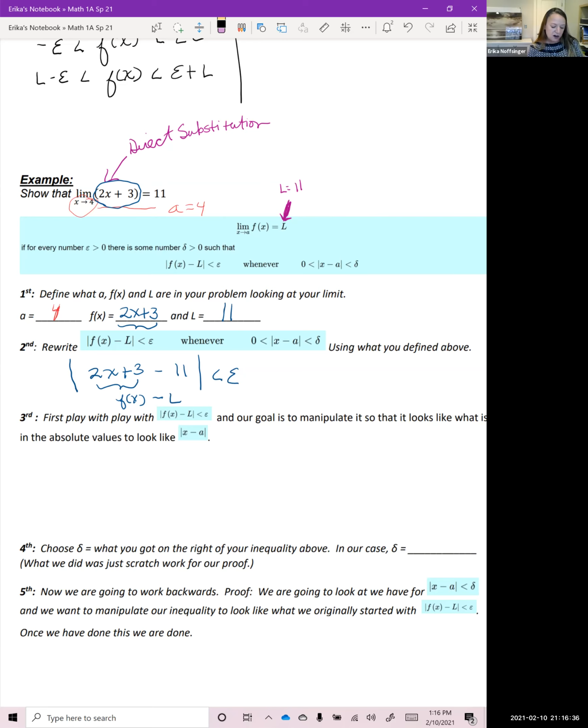Now what we're trying to do is take what we just set up, that absolute value, and manipulate this to look like this x minus a. Once we've manipulated it to look like this x minus a, then we can see what delta is going to be. So first thing I'm going to do with my absolute value, let's just go in there and combine like terms. So I have the absolute value of 2x plus 3 minus 11. So this is really the absolute value of 2x, and 3 minus 11 is minus 8. And that absolute value is less than epsilon.